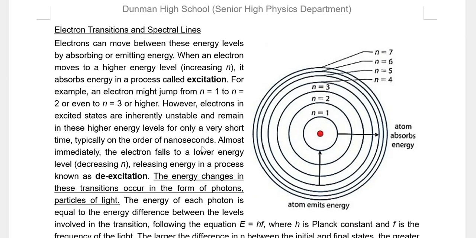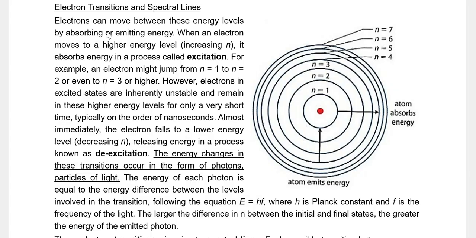Energy transitions and spectral lines. Electrons can move between these energy levels by absorbing or emitting energy. So this is, for example, the nucleus, and the electron can exist in this orbit or this orbit or this orbit. So n equals 1, n equals 2, n equals 3. n equals 3 is a higher energy level than n equals 1. For me to go from n equals 1 to n equals 3, I need to absorb energy. For example, if I go from n equals 1 to n equals 5, I need to absorb this amount of energy.